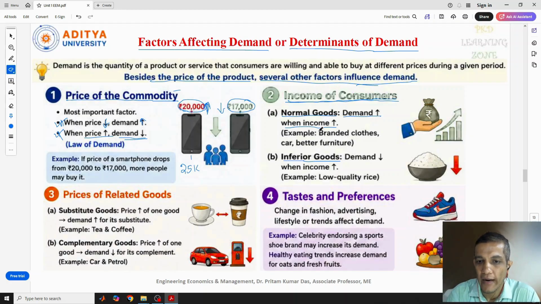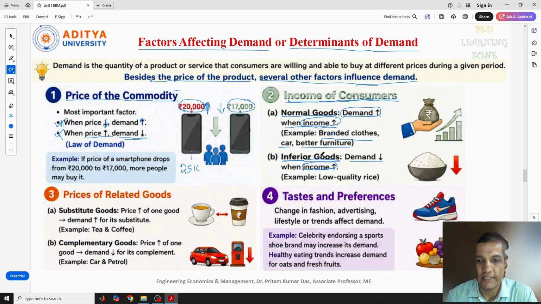They can go for branded clothes, they can purchase a car, they can afford better furniture. So in all aspects, they can go for good things. That's why, when your income is increased, consumers' demand also increases. But in inferior goods, the demand decreases when income increases. In both cases you can see the income is increased, but here demand increased, here demand decreased.